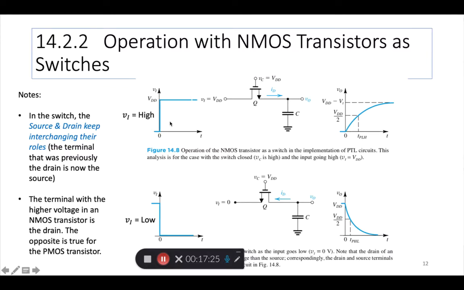So, operation with NMOS transistors as switches. Here is the basic NMOS switch. It's implementing some kind of an AND function. The gate is always high. When the input goes high, you want the output to go high, right? The gate is controlled by this enable signal. When the input is low and the enable says, okay, send it through, then whatever is here comes out as a low.